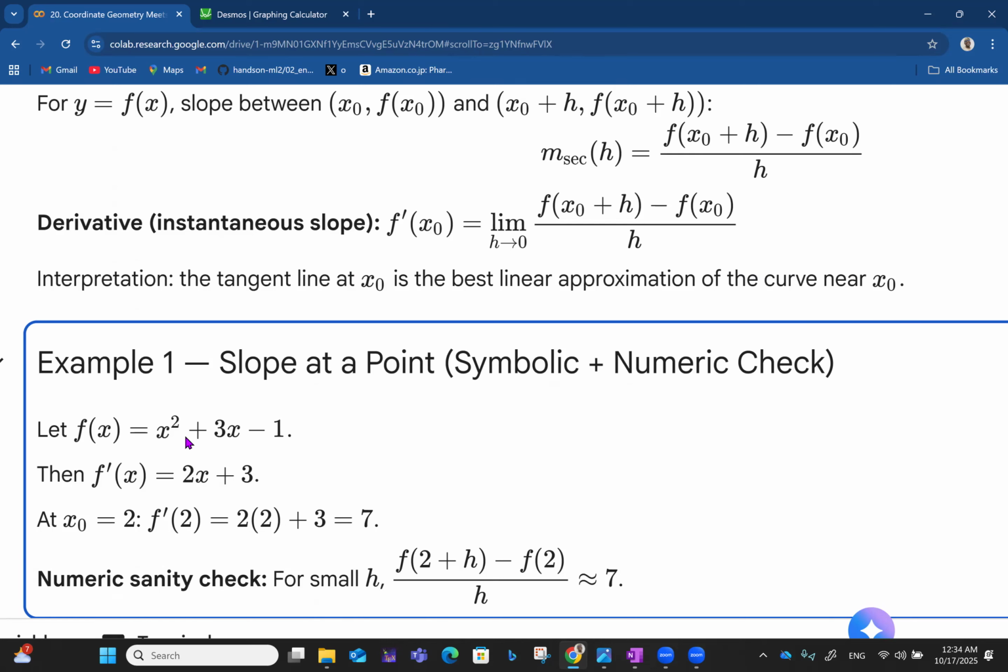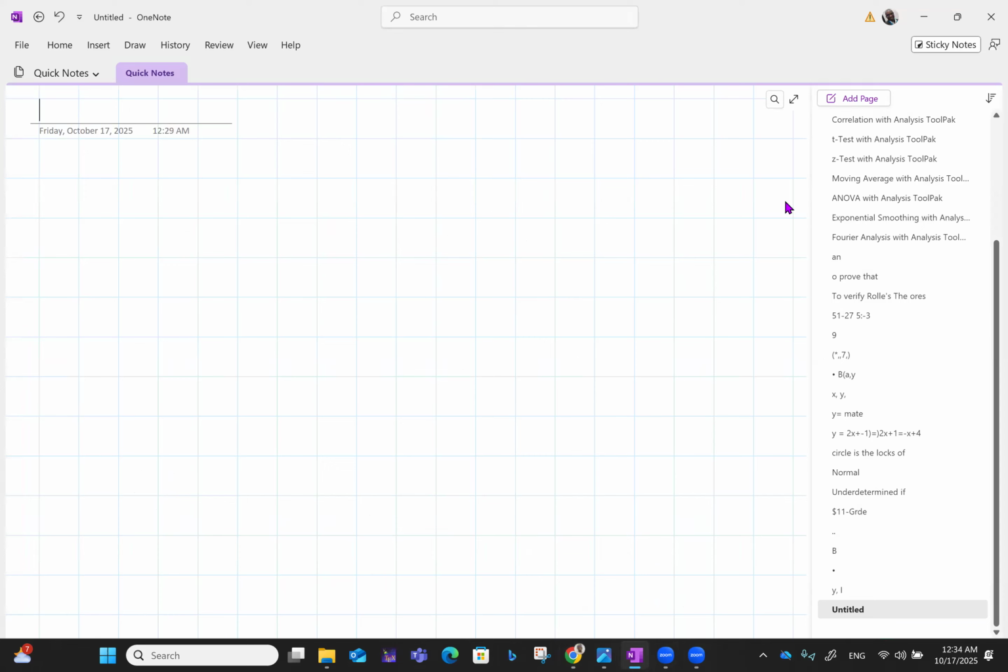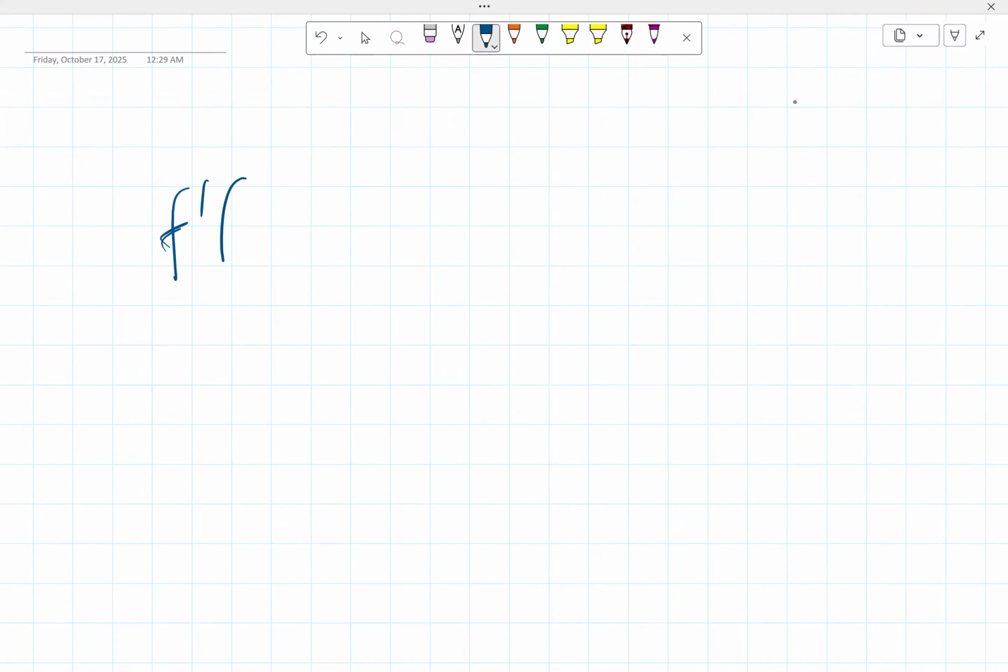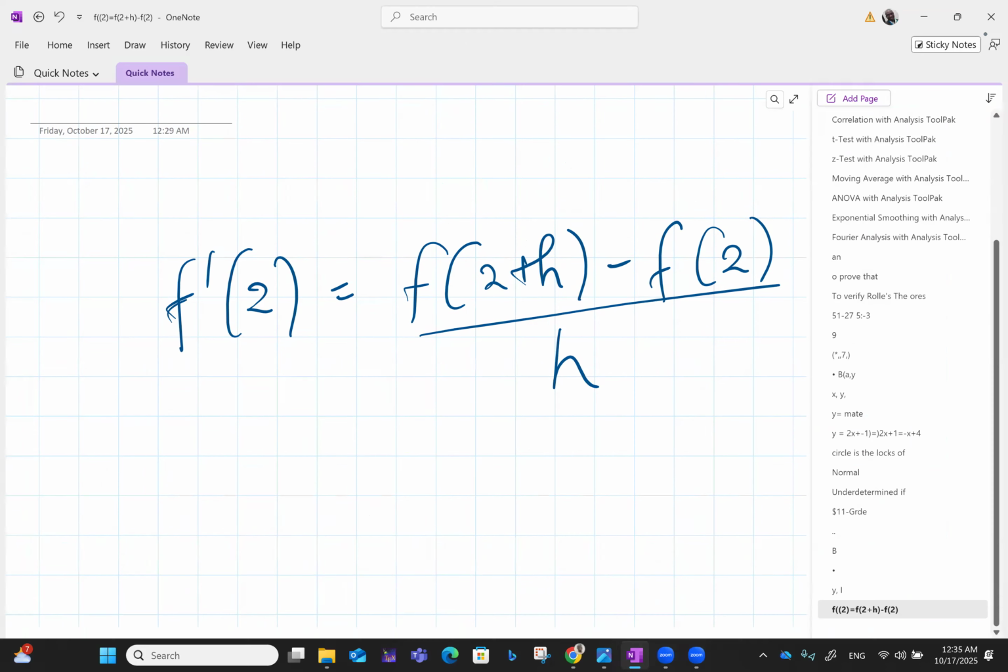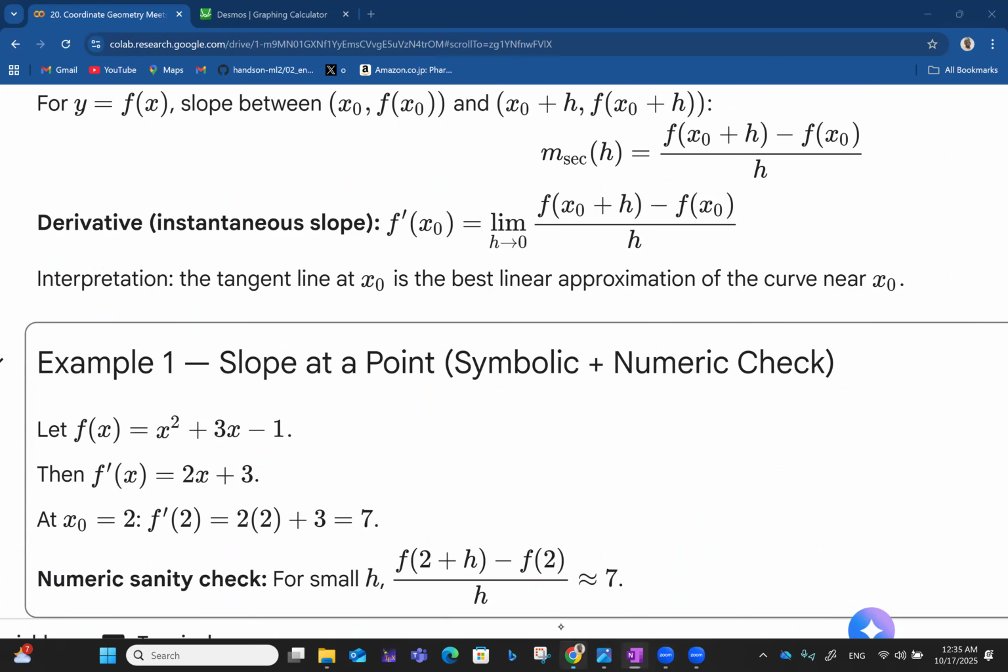Because don't forget f of x is itself x squared plus 3x minus 1. So let me go to the worksheet now. f prime of 2, like we said, is f of 2 plus h minus f of 2 all over h, okay? And from what we have from that page, yes, f of 2 plus h minus f of 2 all over h.